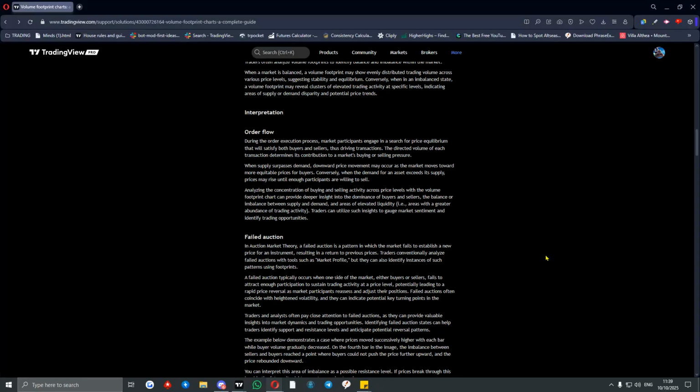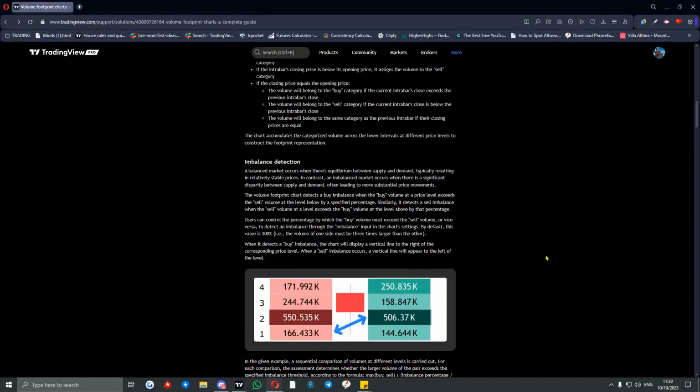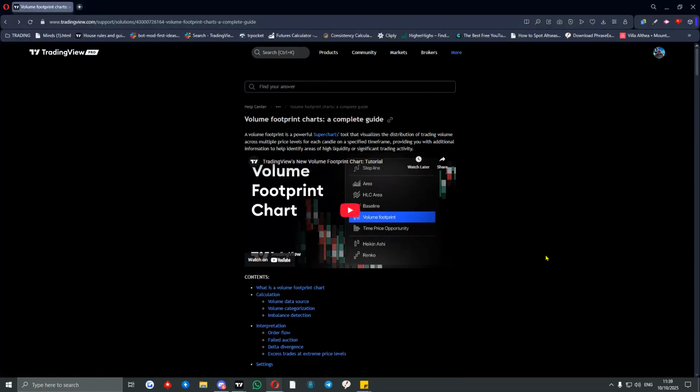So I just wanted to give you a very quick outline as to what footprint charts are and how we can use that data. So I hope I've done enough and just planted that seed for you to go and do the rest of the work.